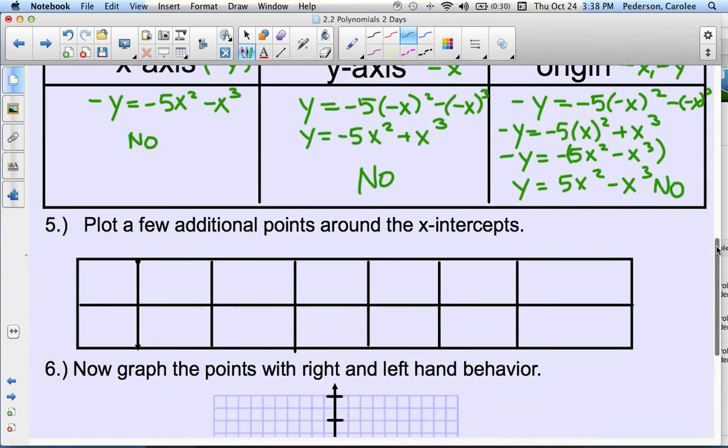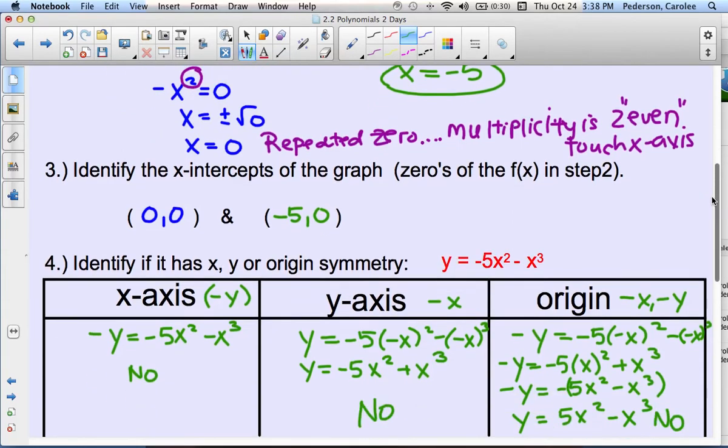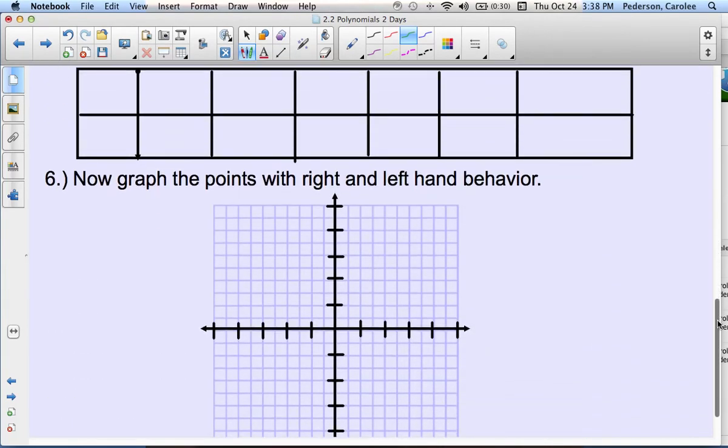Now we're going to plot a few additional points around the x-axis. I'm going to skip this number 5 and go out and graph some things first. I'm going to graph those intercepts. So I'm going to graph the intercept (0, 0), and then I'm going to graph the intercept (negative 5, 0).